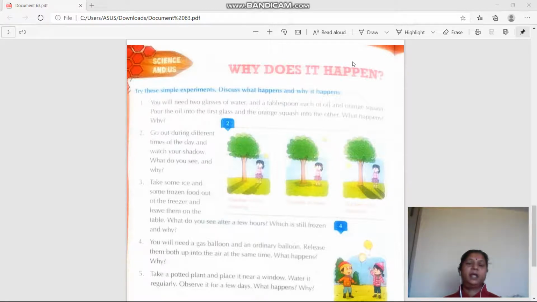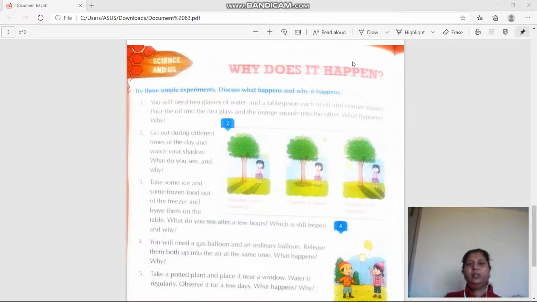Take some ice and some frozen food out of the freezer. Leave them on the table. What do you see after a few hours? Which is still frozen and why? Take out ice cubes from the ice tray, and some frozen food like ice cream or srikhand, whatever you have put in the freezer. Which melts first? Definitely the ice melts first. You can do this easy experiment at home.